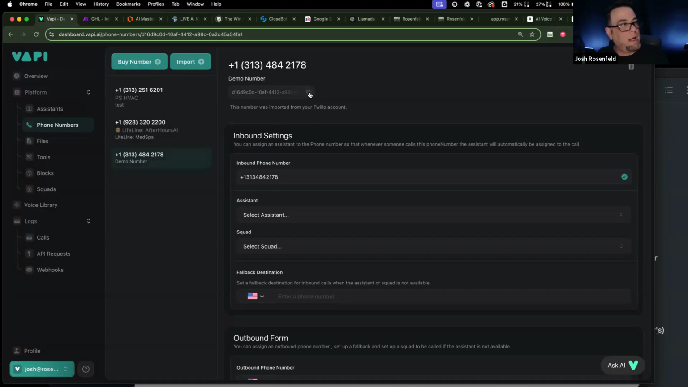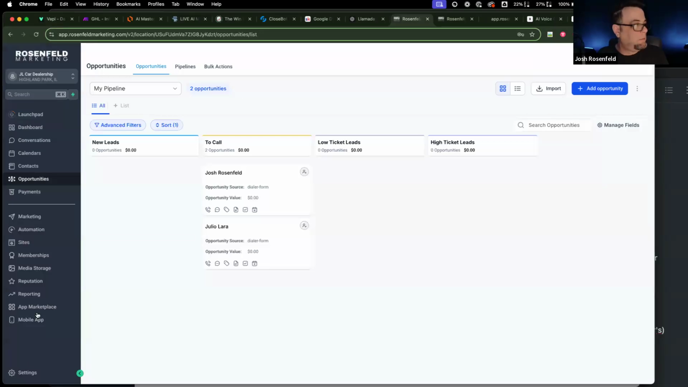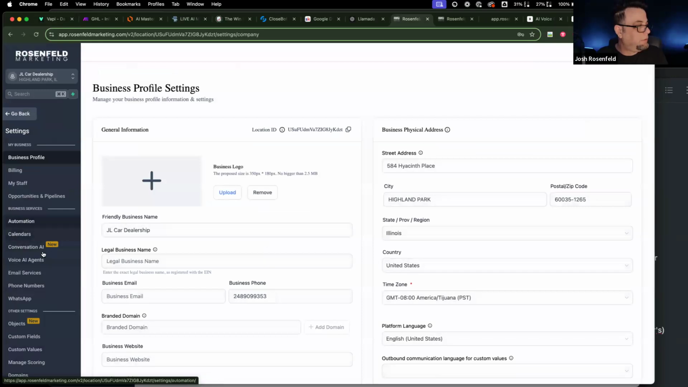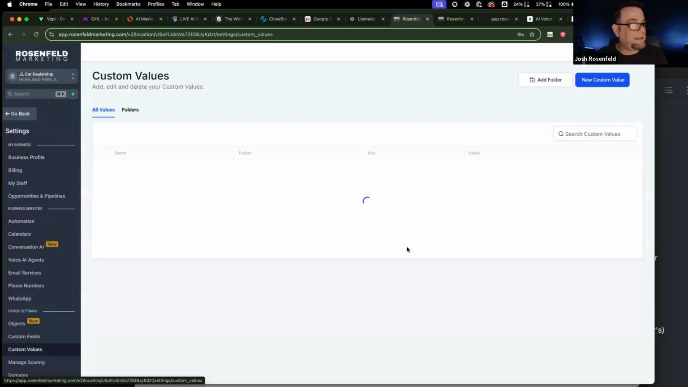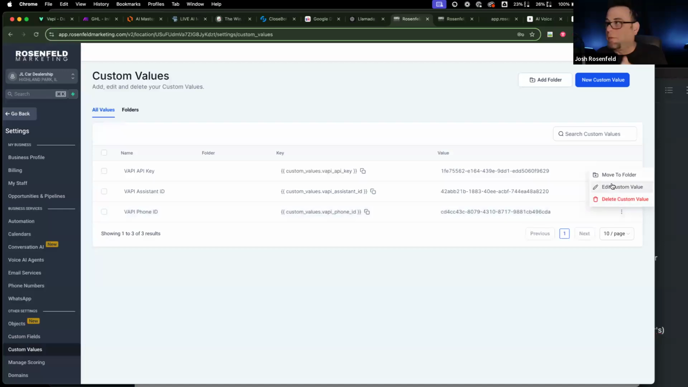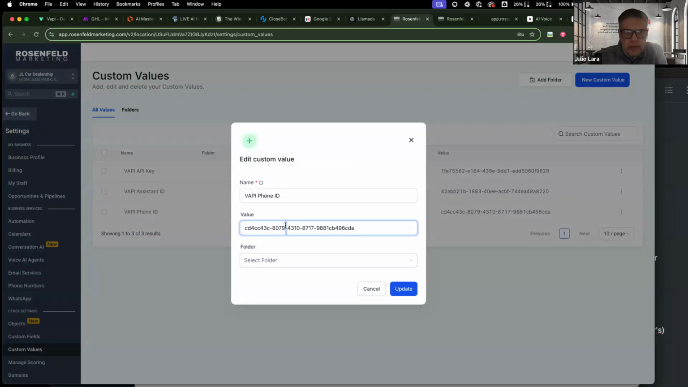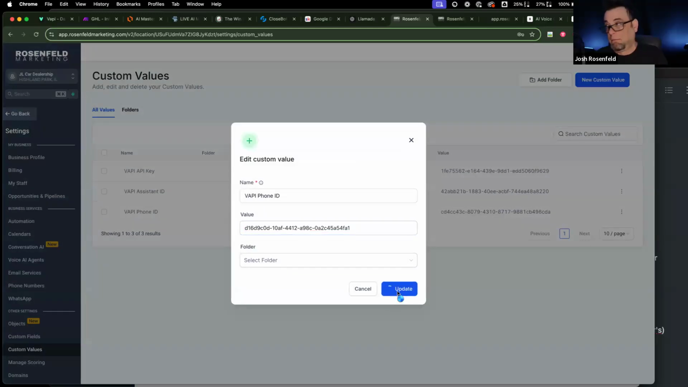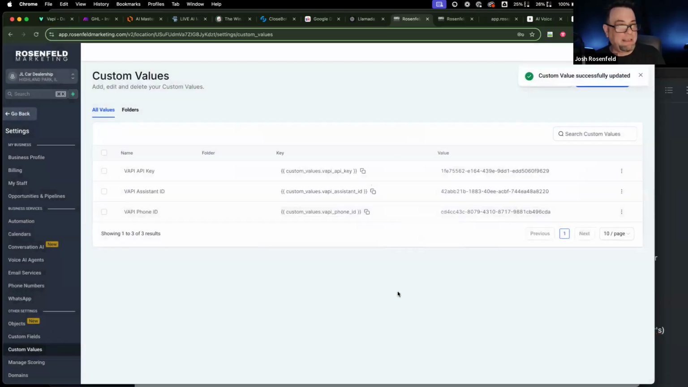Here's how I'm going to do it. All I need is the new number ID here. I'm going to copy it, go to the custom values, and paste this in on the phone ID. I'm going to change that so it's coming from my Twilio number. I mean, Go High Level makes telephony easy, but it's really not easy. You get consultants and businesses helping you out.